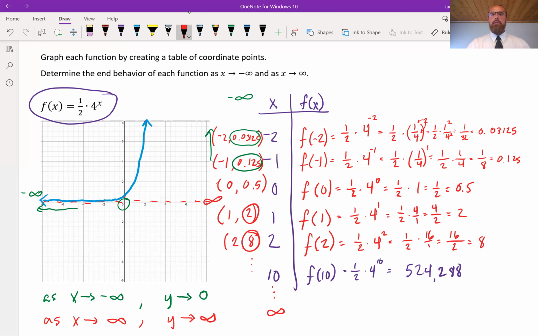And that completes our initial task here. We've graphed the function, and then we analyzed it for end behavior. What happens to the y as x goes to negative infinity? What happens to the y as x goes to positive infinity?